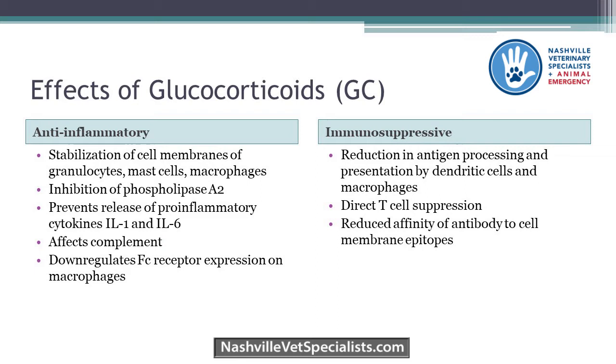And that is probably why steroids work really quickly with IMHA in helping. It's because there's not as many of those Fc receptors, and that's what binds to the red blood cell autoantibody and phagocytizes it. So if we don't have as many of those, we're not going to be breaking down as many red blood cells. At immunosuppressive doses, and you've got to think, this is also doing this, not instead of doing this, you're going to have reduction in antigen processing by your dendritic cells. You're going to have direct suppression of your T lymphocytes. And you're also going to have reduced affinity of antibody to cell membrane epitopes. So your antibodies aren't going to bind quite as well.